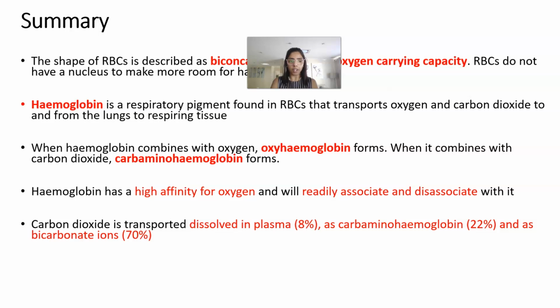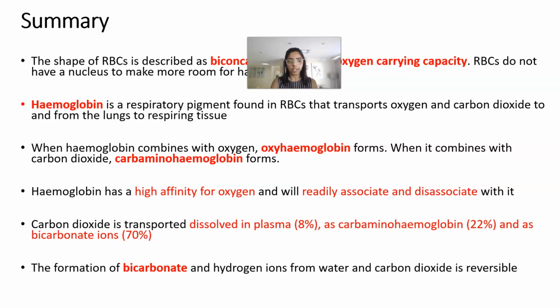We now understand that carbon dioxide is transported in 3 ways in the bloodstream. 8% is dissolved in blood plasma, 22% as carbaminohemoglobin, so attached to hemoglobin in red blood cells, but the majority, so that's about 70%, is formed as bicarbonate ions, which are transported in the plasma around the body. Now, when these bicarbonate ions and hydrogen ions get to the alveolar area, they will recombine to form carbonic acid, which will then break down to form water and carbon dioxide, which is then breathed out in the normal process of ventilation.